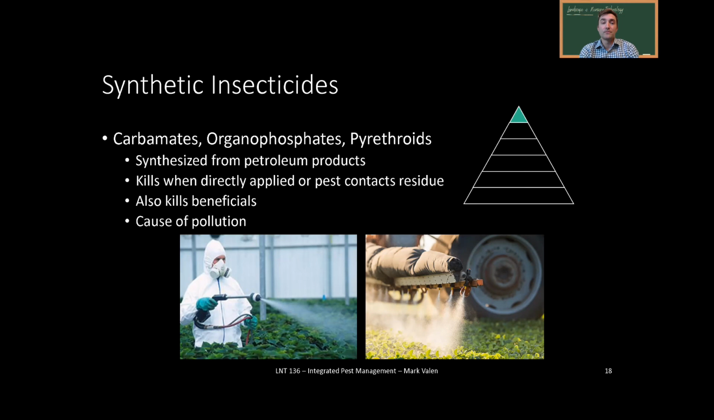It got so bad that many of our bird species were on the brink of extinction, in particular the bald eagle and the peregrine falcon, those that are kind of the top predators especially. So the organophosphates were developed as an alternative to DDT.